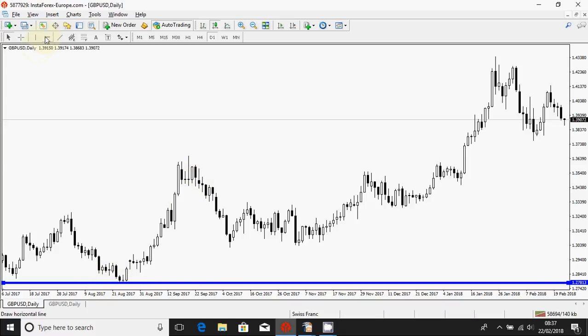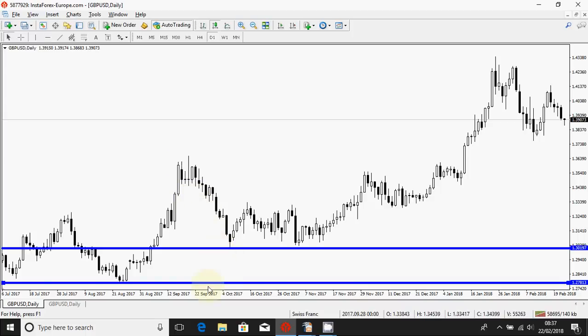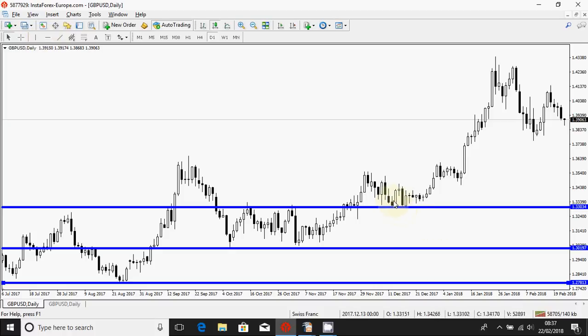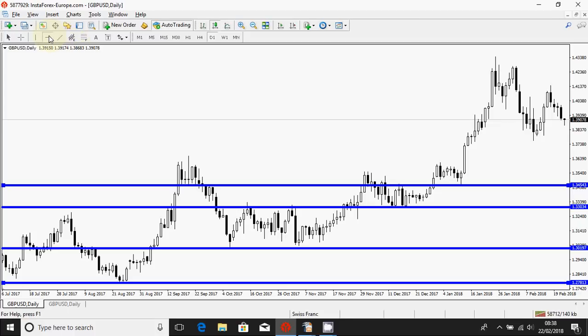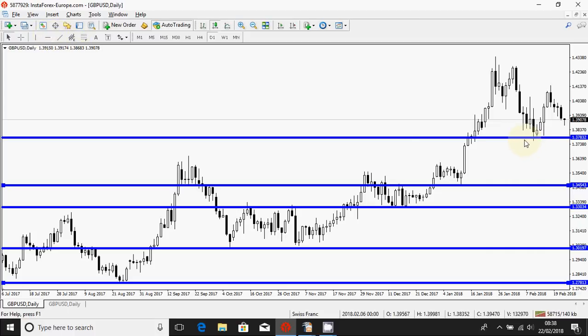Let's identify more of such areas. This is another one. Price finds it difficult to come below this level and it goes up. You can see it's also a support here. As you can see, this is another one. This is another support. This is also another support. This is how you draw a support line.